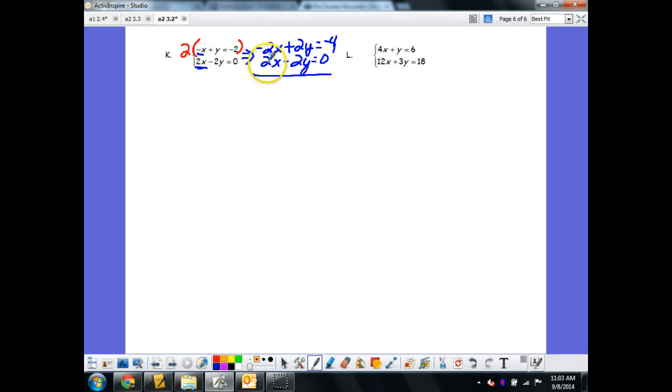Now what happens here is the x's cancel, but so do the y's. So we're left with 0 is equal to negative 4, something that is never true. So therefore, these two lines never intersect. They are parallel. So we have no point of intersection, or no solution.